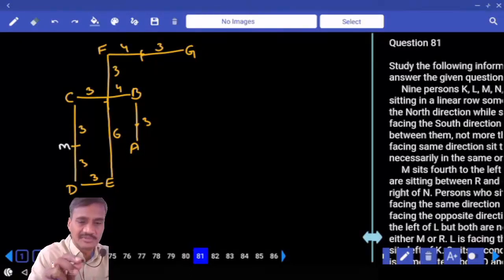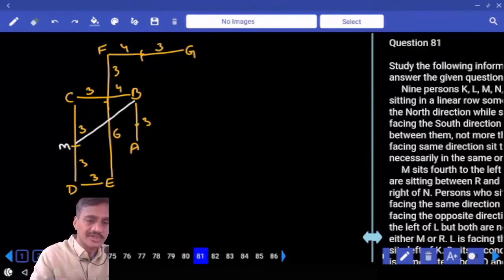Now the distance between M and B, what is the distance we have? In order to find the distance, we need to use this 7 and 3. What is the distance? 7 square plus 3 square. And M is the middle point of C and D. Then what is the total distance between M and B?